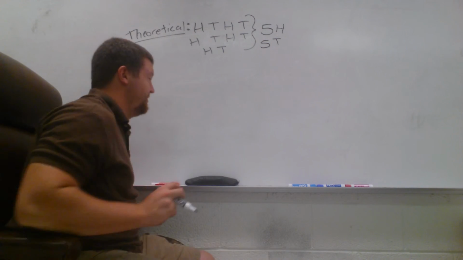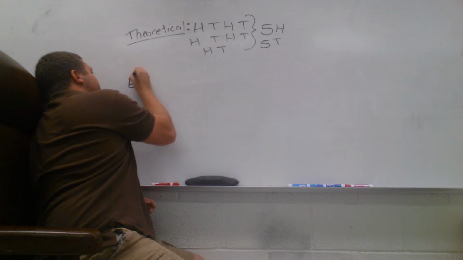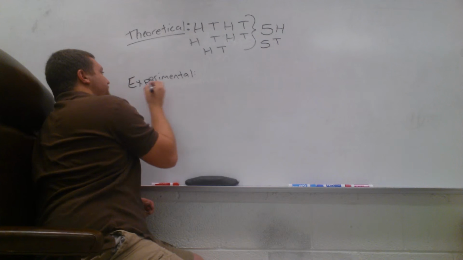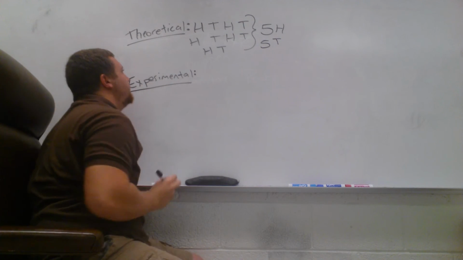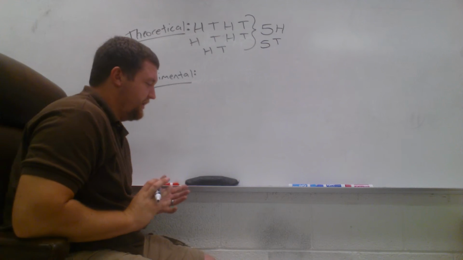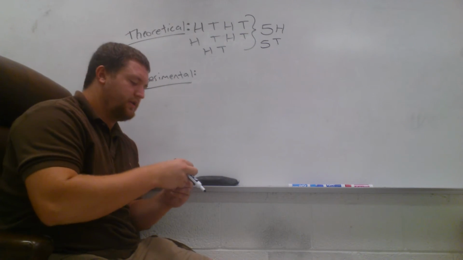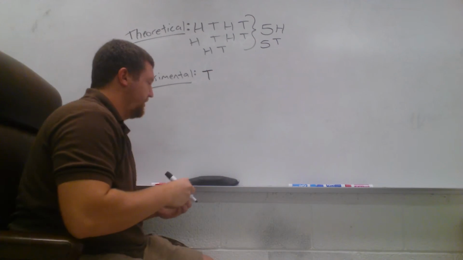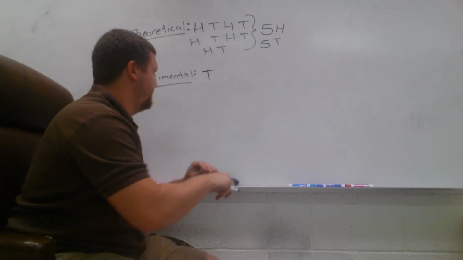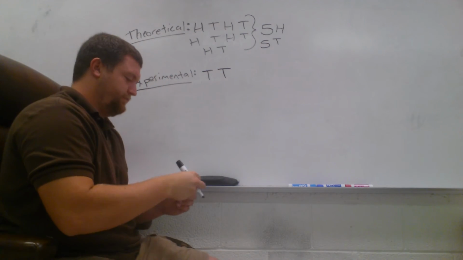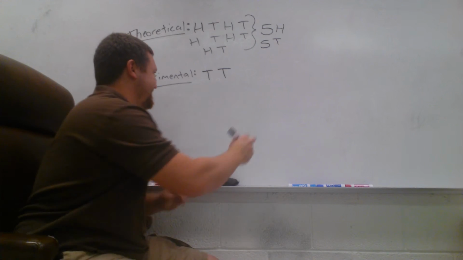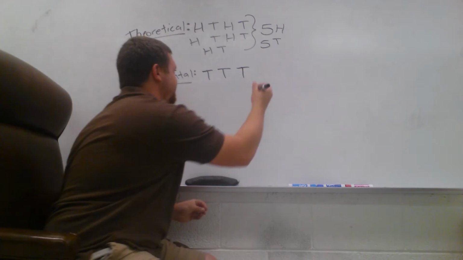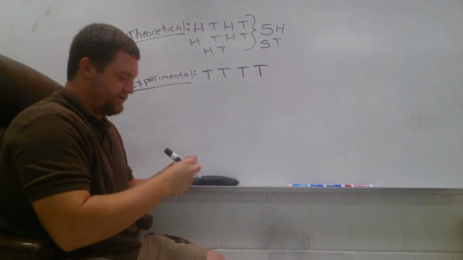That's what should happen. Now, the experimental probability is a little different. It's what I actually get. So I'm going to flip this coin 10 times. So first time I get tails. Okay. Tails. Tails. Wow. Tails. I promise it's not a double-sided coin.